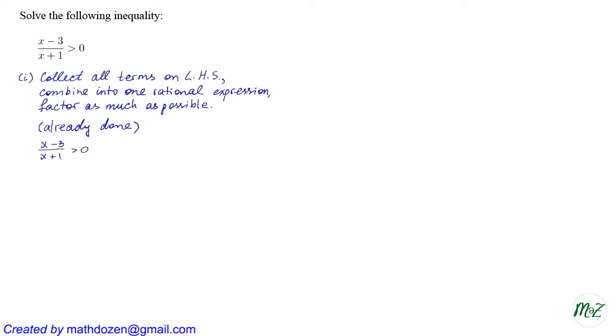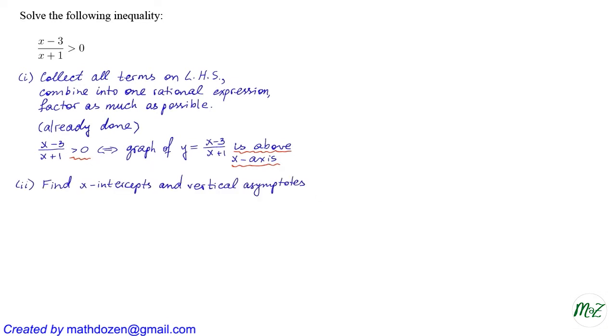So what comes next, we think of the graph of the left-hand side. And this inequality being greater than 0 means that the graph of y equals (x minus 3) over (x plus 1) is exactly above the x-axis. Again, greater than 0 means that the graph is above the x-axis. So we're going to find x-intercepts and vertical asymptotes of the graph of this function and use that to solve the inequality.